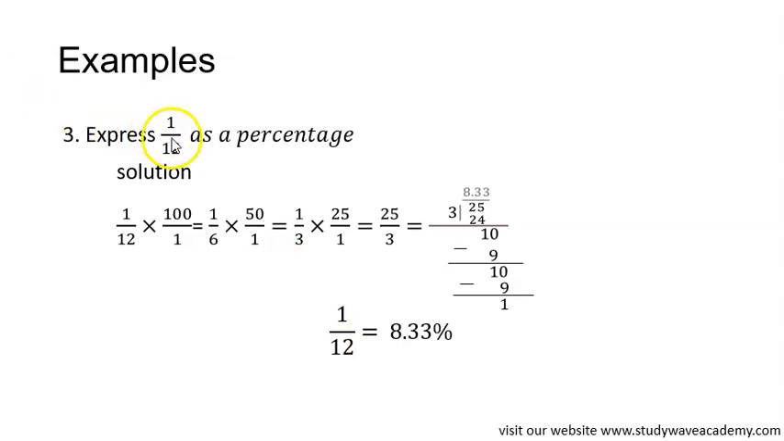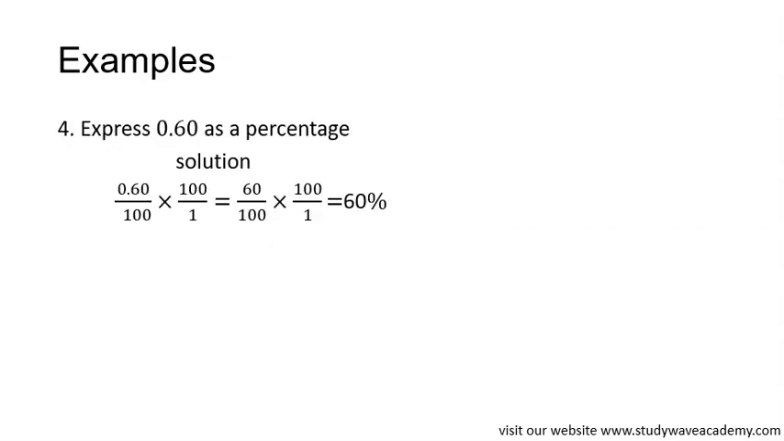We are to express 1 over 12 as a percentage, and 1 over 12 expressed as a percentage is 8.33%. Okay? Do we understand that? Good. Let's look at another example. Express 0.60 as a percentage. This is a decimal point, right?